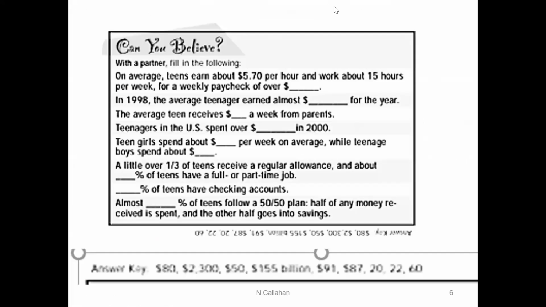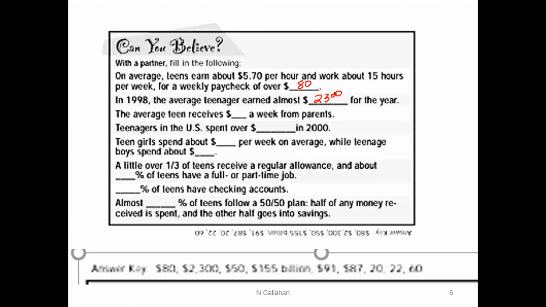Okay, so let's go ahead and take a look at this then. Here's your answer. On average, a teen earns about $5.70 an hour. That is about $80 a week. In 1999, the average teen earned about $2,300 for a year, which is not a lot, but then again, you guys are also teenagers, so I don't expect anything more than that.